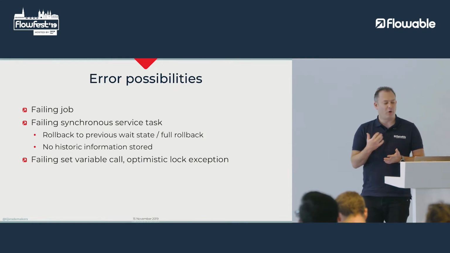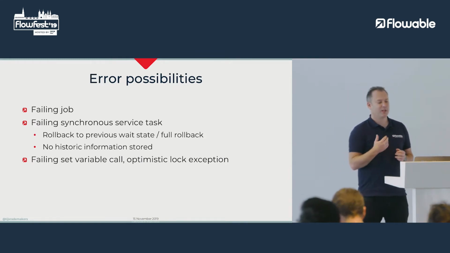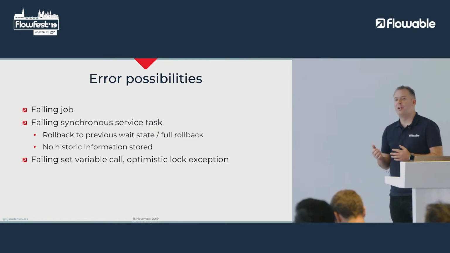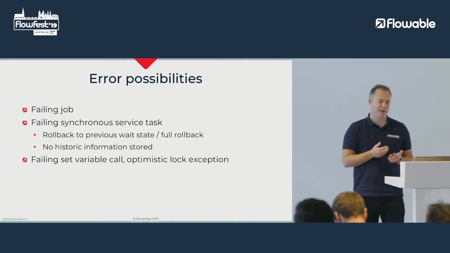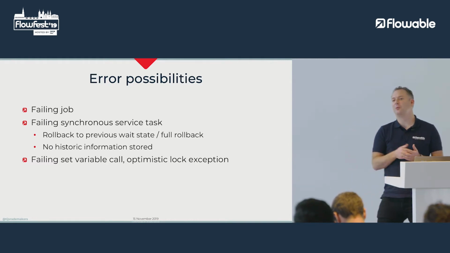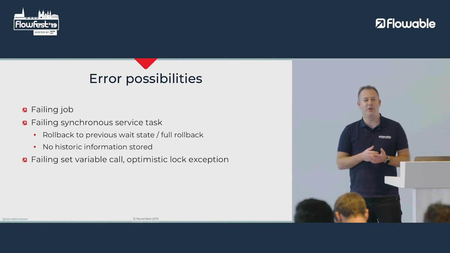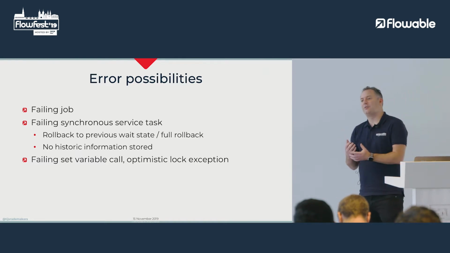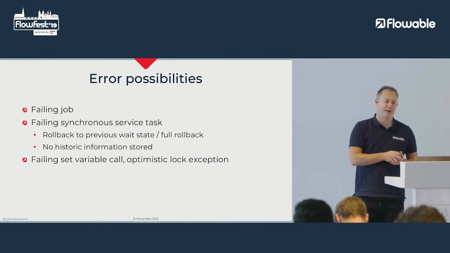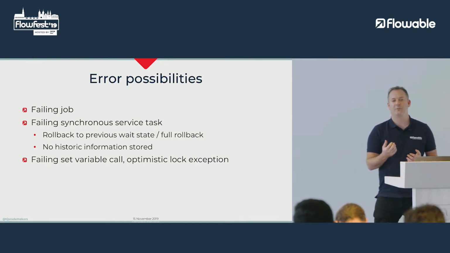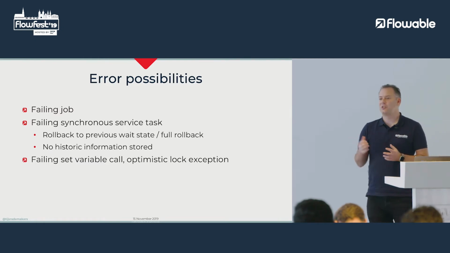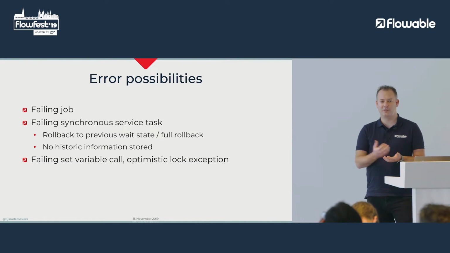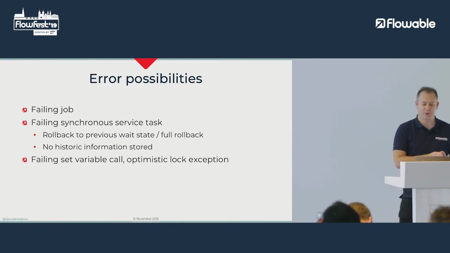Some of the error possibilities that your process or case can run into is, for example, a failing job. A failing job is actually quite good in some way, because you know that the engine will automatically retry that job for you. So that it's failing one time and maybe running fine the second time is not always that interesting for you. The engine will just execute it the second time and everything will be fine.